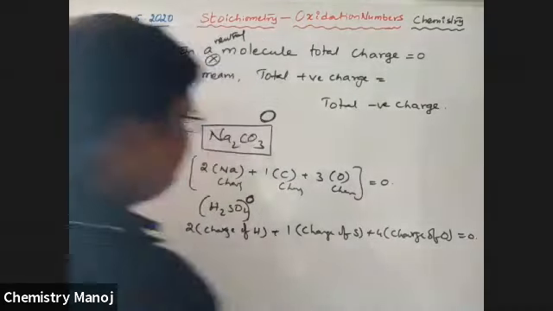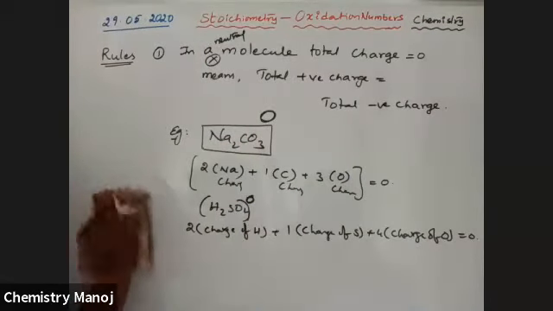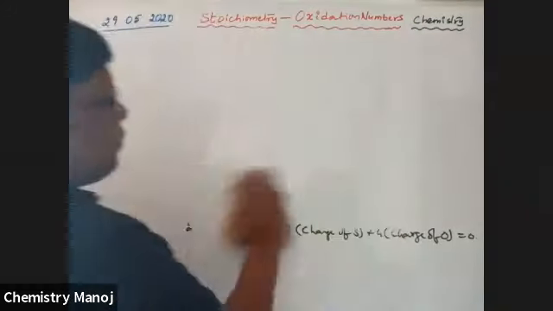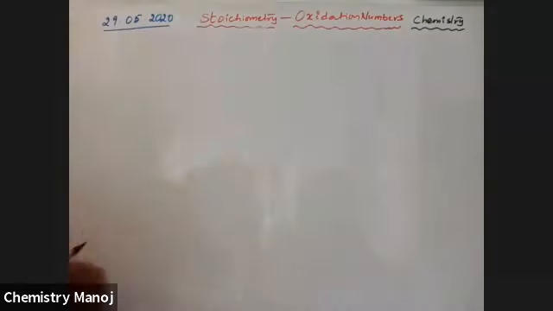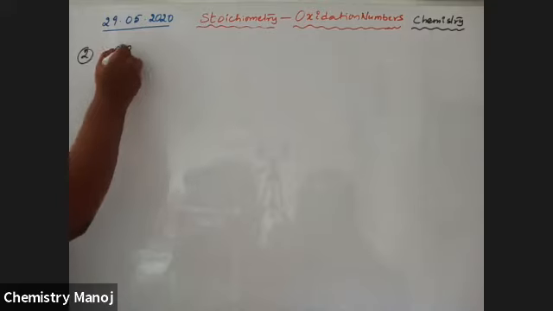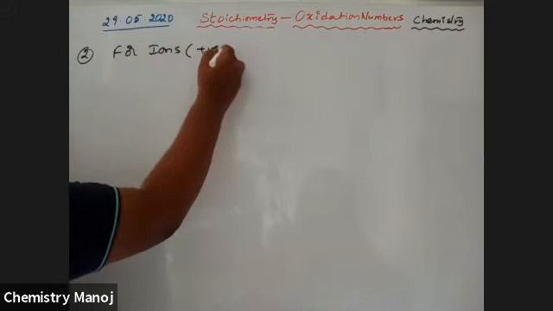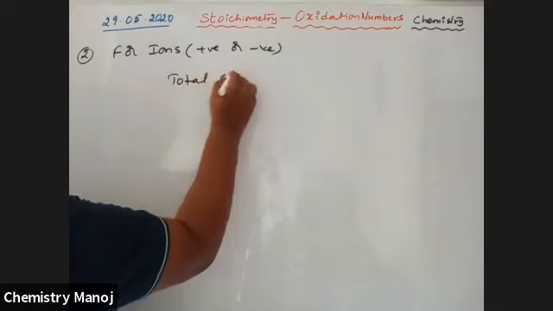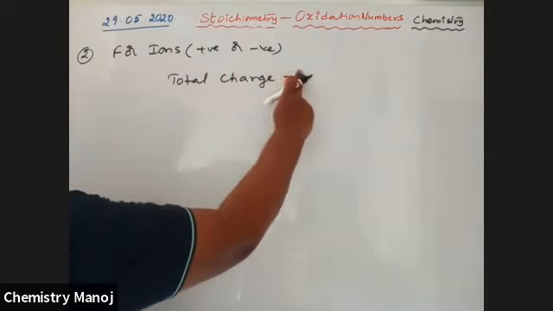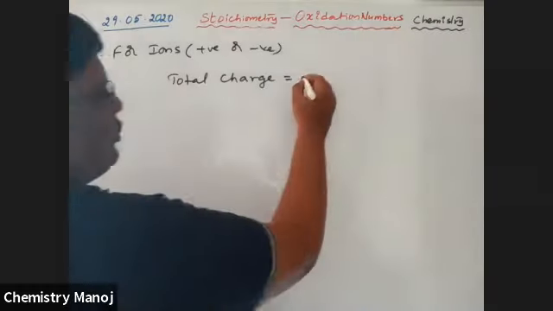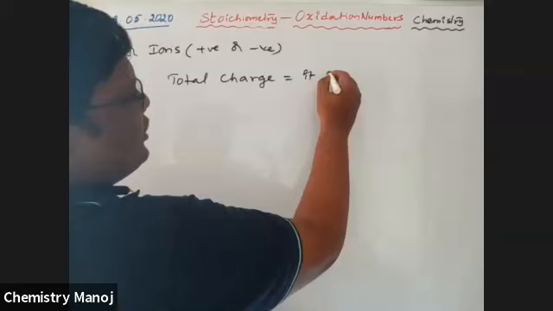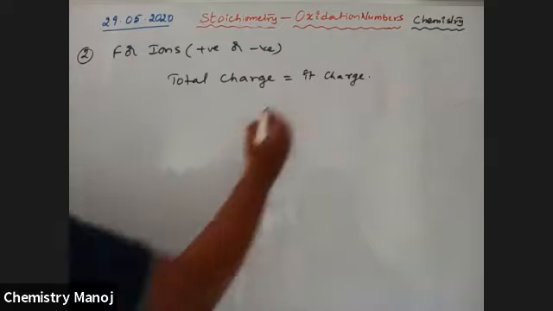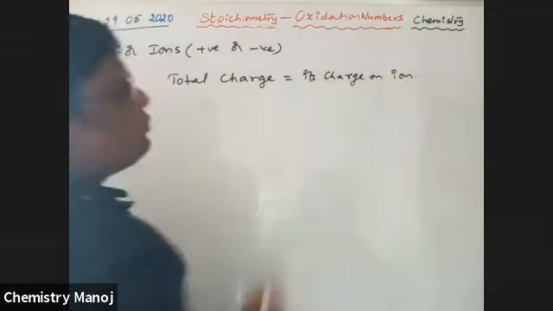Next, second point. For ions, either positive charge or negative charge, total charge is equal to its charge. It's the charge on the ion.